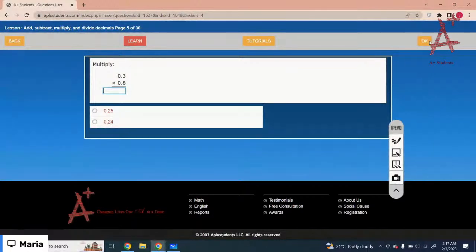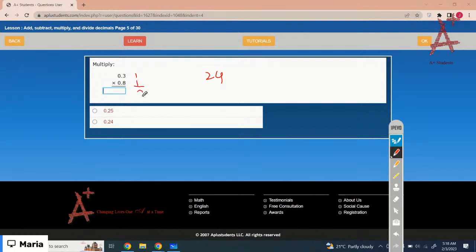Okay, the next one is 0.3 times 0.8. So which is the correct option? Just multiply them like you do whole numbers. You do 8 times 3. 8 times 3 is 24. So both the factors have one decimal place. That means the answer must have two decimal places. So you have to move the decimal point two places left. So the correct option is 0.24. Got it, everyone? It would be 0.24.